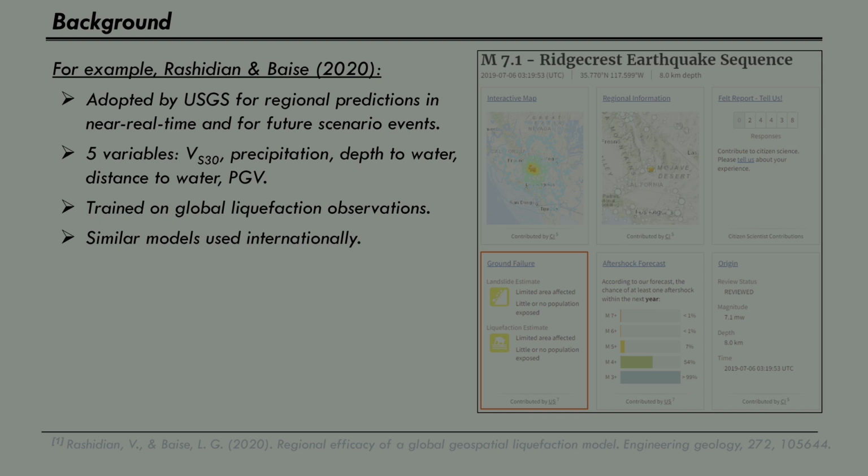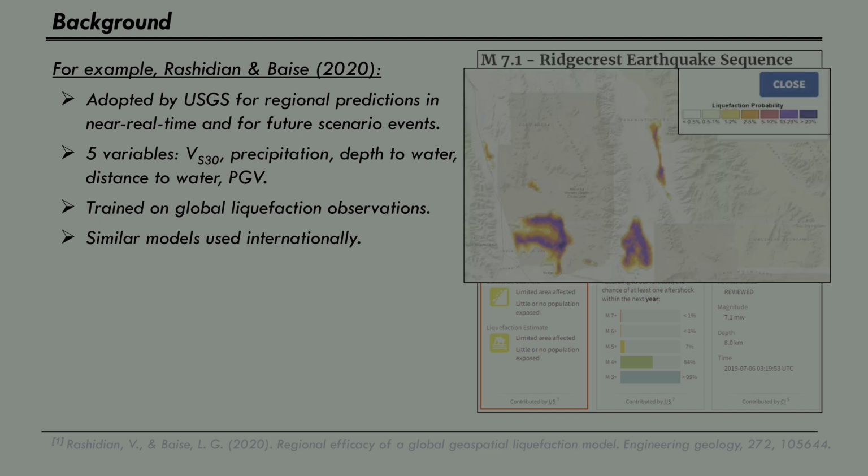This has been adopted in the SimCenter's R2D tool. It's been adopted by the USGS. And so here we're looking at one of their event cards, and we see the ground failure card. And if we open that, there is the Rashidian and Baise prediction of liquefaction probability. This is a logistic regression model. It uses 5 variables. It's trained directly on outcomes. And we're starting to see quite a few of this type of model coming on board around the world.